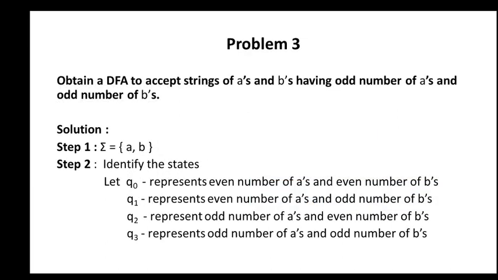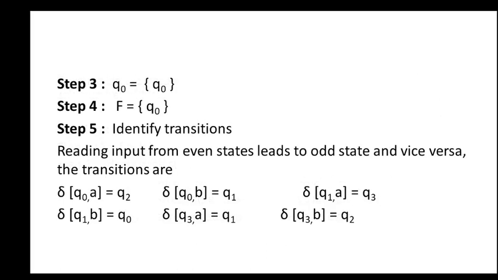Problem 3. Obtain the DFA to accept the strings of A's and B's having odd number of A's and odd number of B's. Everything is the same, but with odd numbers. The string should be accepted like A, B, A, B, with odd numbers of A's and odd numbers of B's. The input symbols are A, B. The states are the same as in the previous example. The start state is Q0, and the final state is also Q0.